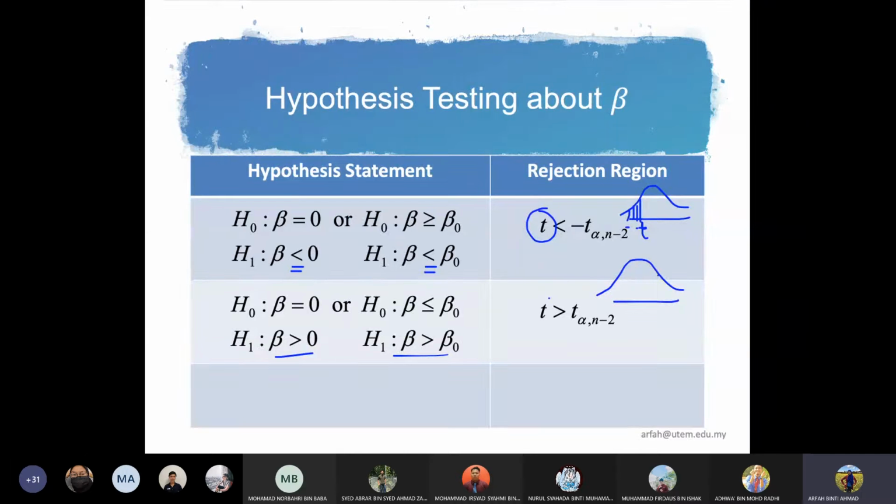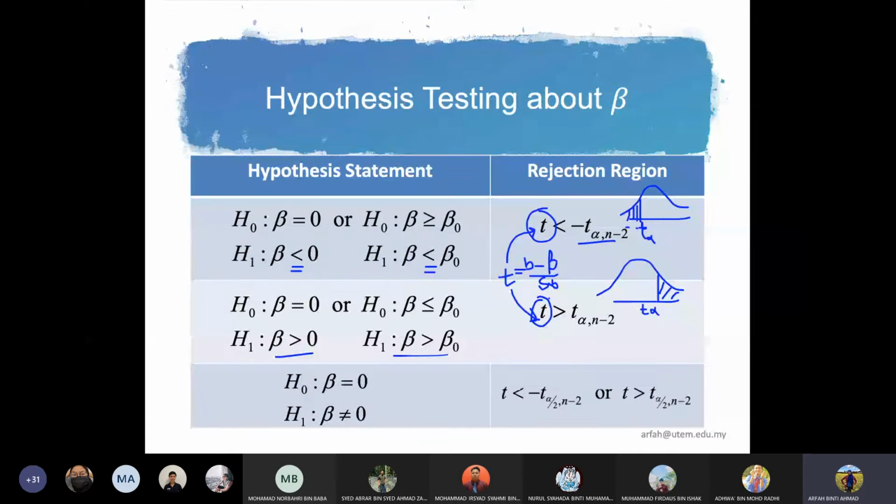So kat sini rejection region. If this one is test statistic, yang mana dia menggunakan formula T sama dengan B minus beta dibahagikan dengan SB. This T. So yang T here is from T distribution table. So kalau test yang kita berminat adalah this one, beta equal to 0 versus beta does not equal to 0, dia akan jadi 2 tail.